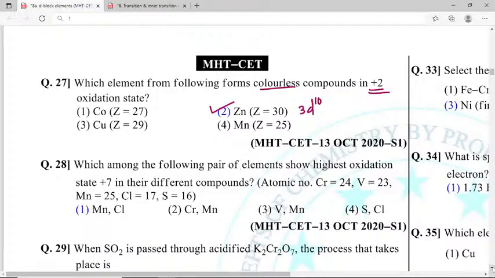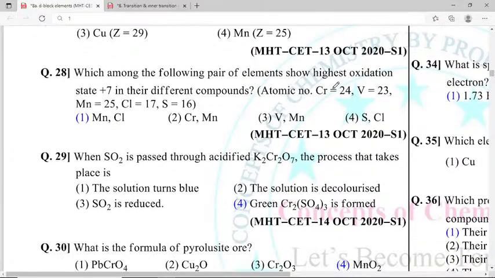Which among the following pairs of elements shows highest oxidation state of +7 in their different compounds? Manganese, highest oxidation state +7. Mn +7, Cl also +7. Get it? Cr is +6, Mn is +7. Vanadium is +5, Mn is +7. Sulfur shows maximum oxidation state +6. Chlorine +7.